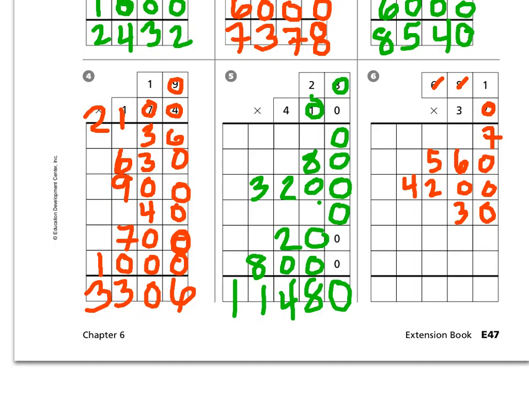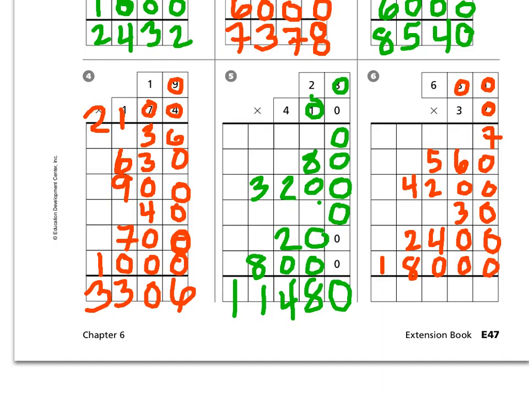Go ahead and make the 1 a 0 and uncover the 8. 3 times 8 is 24 plus 2 zeros. And I'm going to make the 8 a 0 and uncover the 6. 3 times 6 is 18 plus 3 zeros.